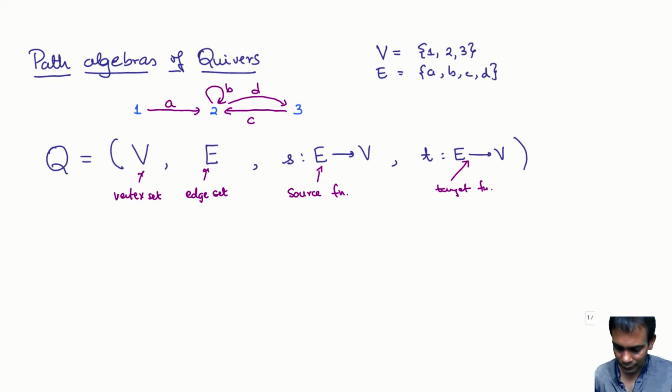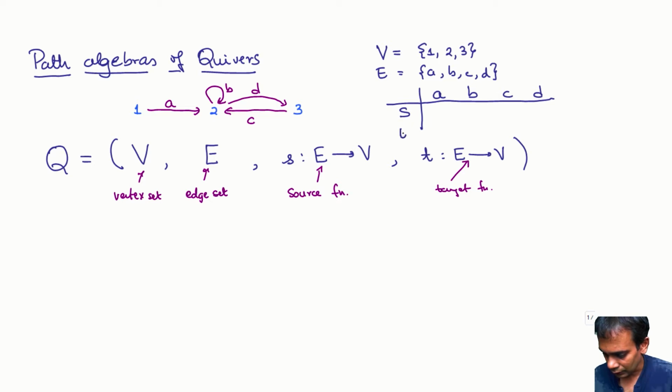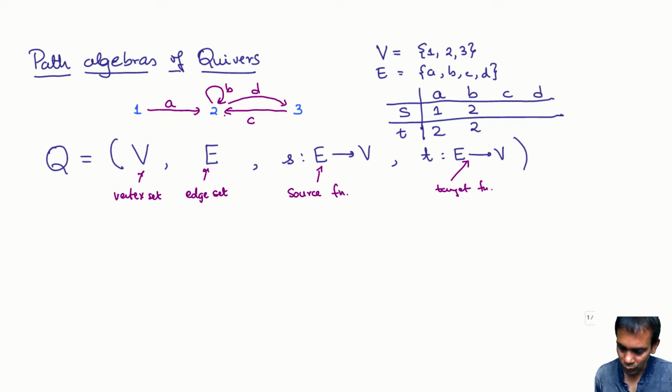And let me tabulate the source and target functions for A, B, C, and D. Source of A is 1 because the arrow starts from 1, and the target of A is 2 because the arrow ends at 2. Source of B is 2, target of B is 2. Source of C is 3, target of C is 2. Source of D is 2 and target of D is 3.